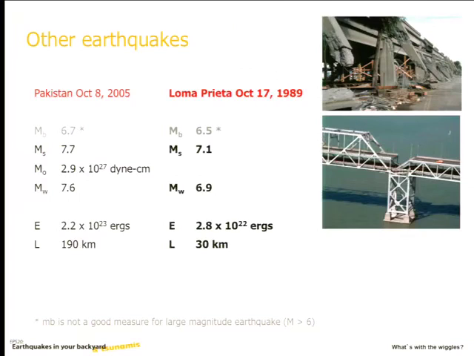Here's the Loma Prieta earthquake. The body wave magnitude for the Loma Prieta earthquake was 6.5. Surface wave magnitude was 7.1. The moment magnitude was 6.9. So that's why you always hear me call it a magnitude 6.9 earthquake. I hope I've always called it a magnitude 6.9 earthquake. The total length of the fault that ruptured was about 30 kilometers, right? So this is quite a bit smaller, obviously, than the Pakistan earthquake.